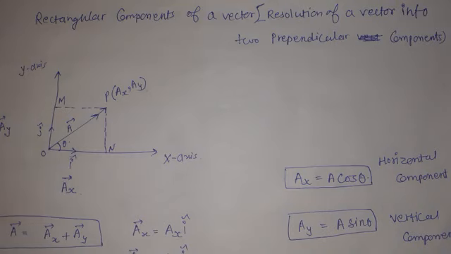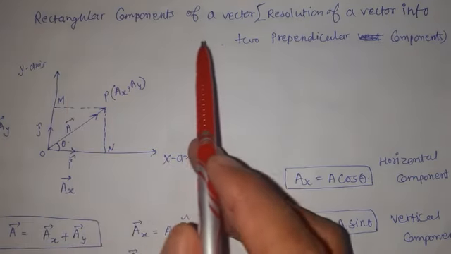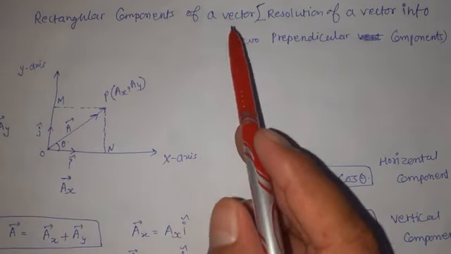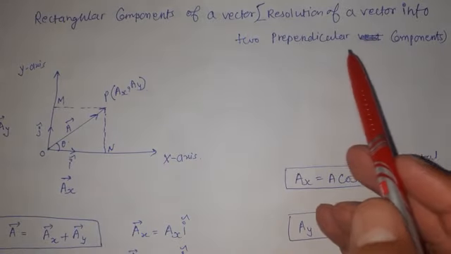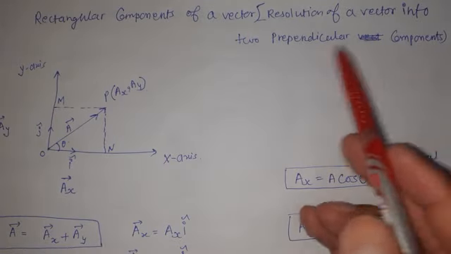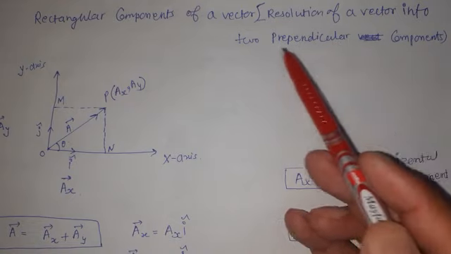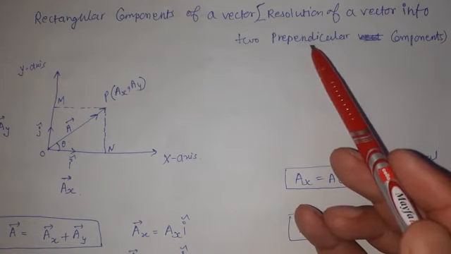In today's video we will learn how to write the position vector in a plane. Before going to it, let us revise the previous topic discussed by us, that was rectangular component of a vector. There we did the resolution of a vector into two perpendicular components. Rectangular means that the two components are perpendicular to each other.